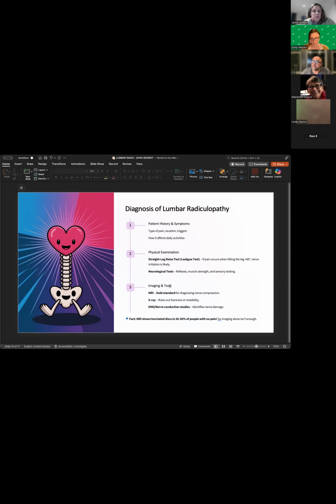And the fun fact, an MRI does show herniated discs in 20 to 36% of people with no pain. So if you scanned me, I may have a disc herniation, but it's not necessarily the area that's causing pain. So again, it all has to correlate. Even though you get an MRI and it doesn't match, it's not that the disc bulge or herniation is not the one causing the problem, but it is worth noting and keeping an eye on.